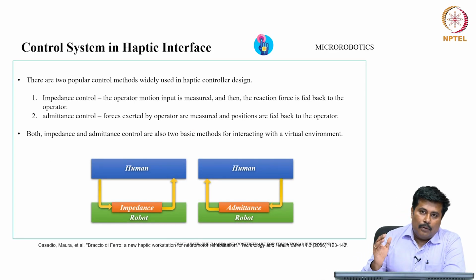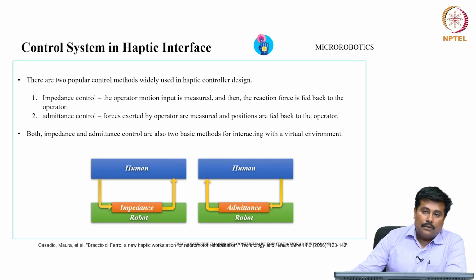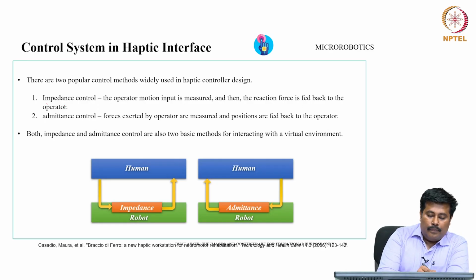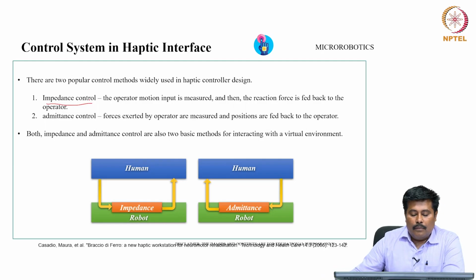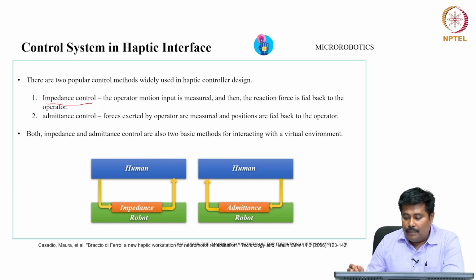Now, let us talk about the control system in haptic interface. There are two popular control methods which are widely used in haptic controller design. One is called the impedance control. The operator motion input is measured and the reaction force is fed back to the operator. Next is called the admittance control.